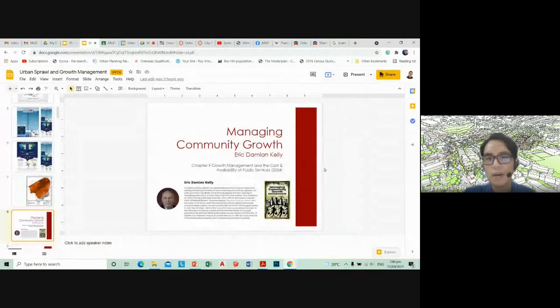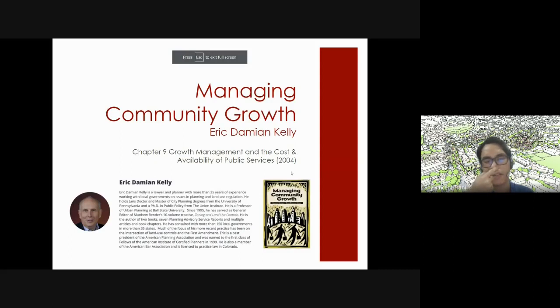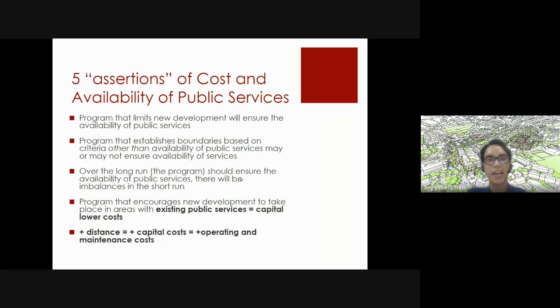So let me just talk about a few books that were recommended to me by the previous, what do they call this, person who handled this class. So Managing Community Growth by Eric Damian Kelly highlights how you can control growth in a city by looking at the availability of public services.